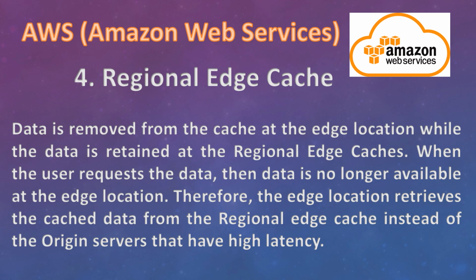Data is removed from the cache at the edge location while the data is retained at the regional edge caches. When the user requests the data, and the data is no longer available at the edge location, the edge location retrieves the cached data from the regional edge cache instead of the origin servers that have high latency.